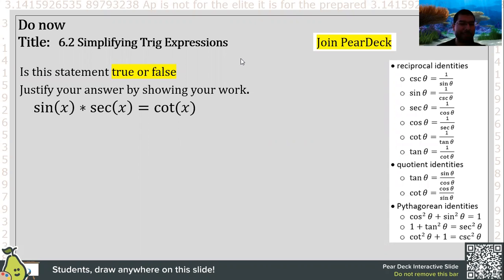Alrighty, so let's go ahead and begin by starting off with this question. Sine times secant equals cotangent. Do you agree with this statement or you disagree? So go ahead and give it a try. Use your notes. Okay, and we will meet here in a little bit.